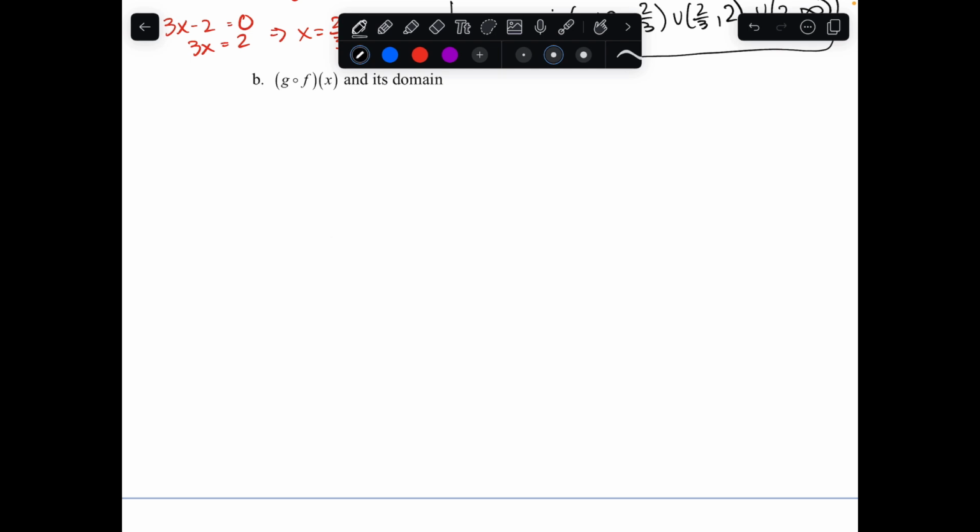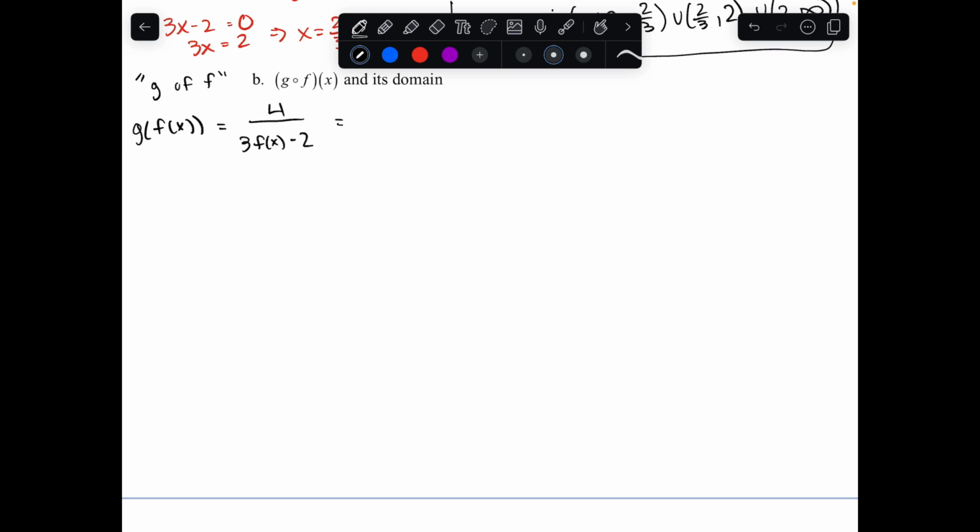Now moving down to part B, we see that we have the opposite. Instead of f of g, now we have g of f. So let's write it down. G of f. We have g of f of x, as in f of x is the input to my function g. So I'm going to plug in f of x wherever there was an x in my g. So this will be equal to 4 over 3 times f of x minus 2.